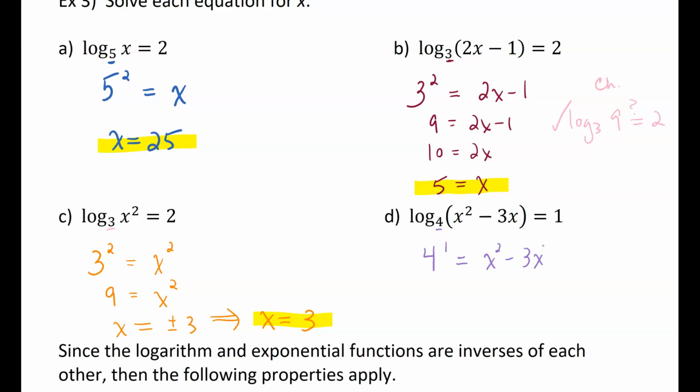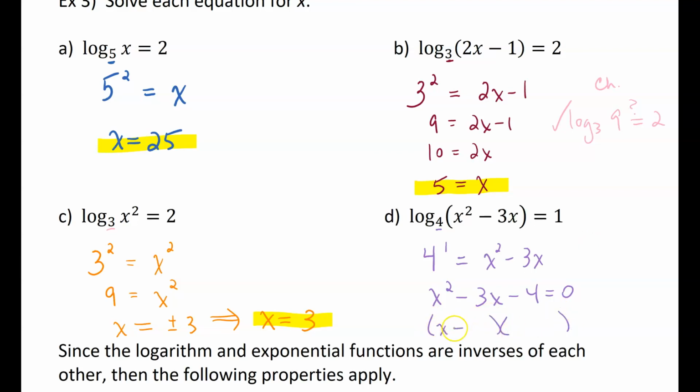And what do we have now? A quadratic polynomial. And how do we solve these? You move 4 to the other side. Yeah, set equal to 0 and then factor. So we end up with x squared minus 3x minus 4 is equal to 0. And in this case here, what do we factor?